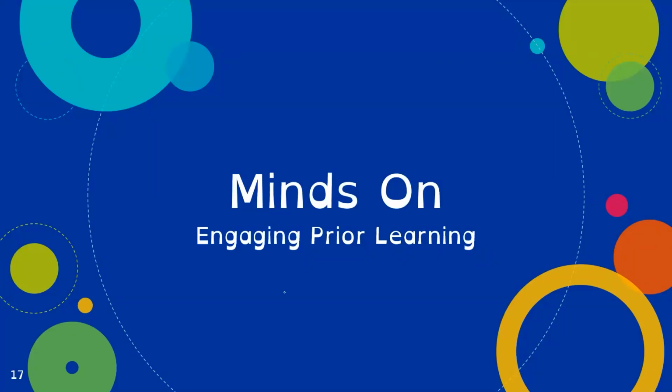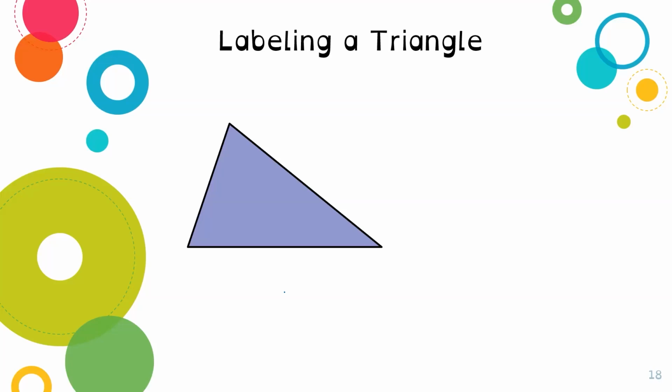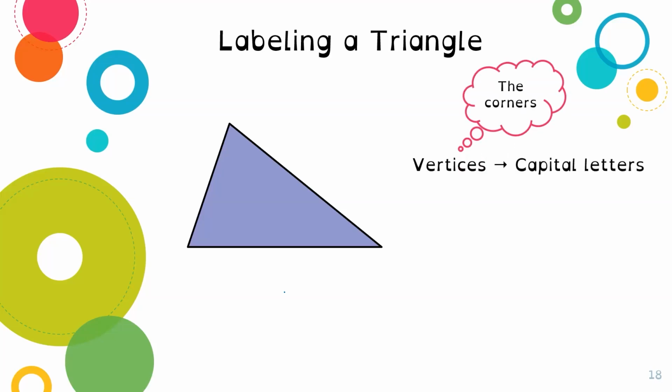All right, mine's on. What prior learning do we need to know for today's lesson? So I wanted to go over again another way of labeling triangles. With primary trigonometry, we talked about labeling triangles, but here this is just the general way that we label the parts of a triangle. So the vertices, which are the corners of a triangle, we label with capital letters.